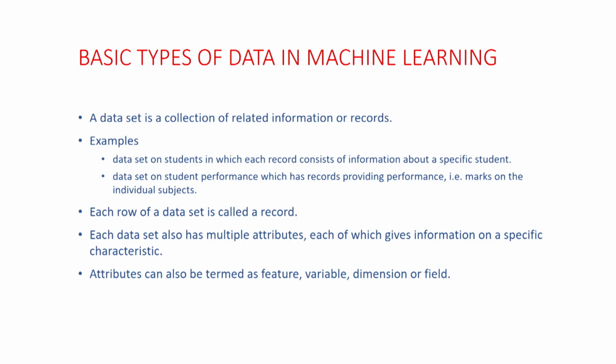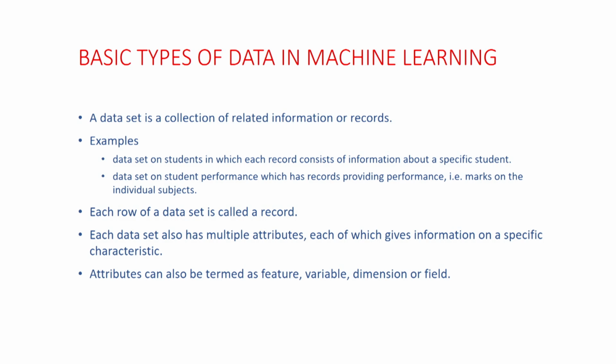So, data is a collection of records, or we can say it is related information. So, let us see different examples of data. If we talk about a data set on students, then it will be a collection of records of students, and we may have student ID, student name, student address, student current semester. So, these may be different features of the student data set.